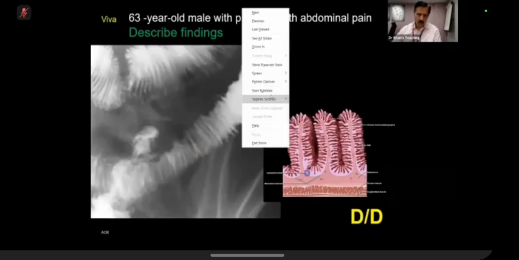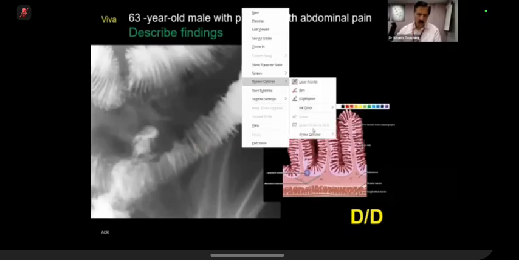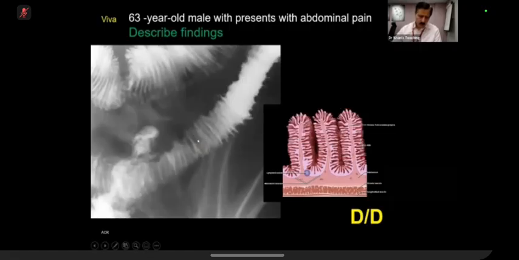So I will change to an arrow to be able to show it to you clearly. Now this shelf here is the thickened fold, and this one is another one. So the spike of barium, which is in between, is narrowed. So the thickness of the folds has increased.